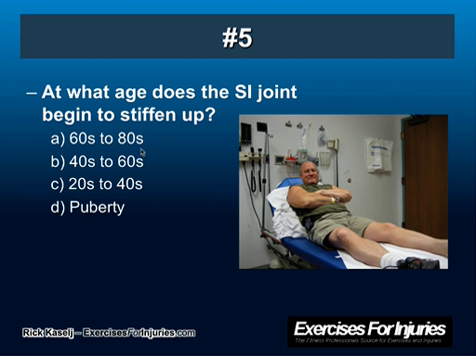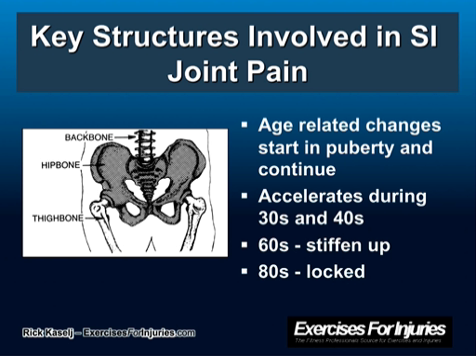It ends up being A. It ends up being 60s to 80s. Age-related changes start in puberty and continue. They accelerate during the 30s and 40s, and then things end up stiffening up in the 60s and then locking up in the 80s when it comes to that SI joint pain.